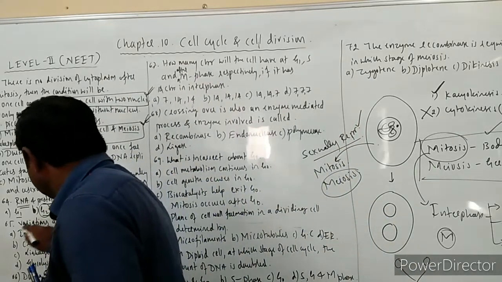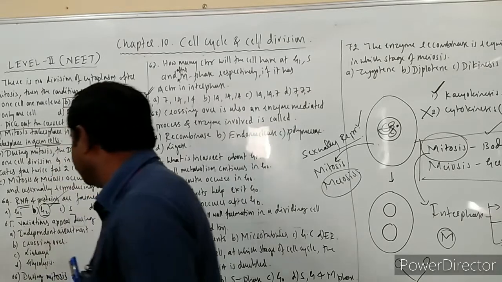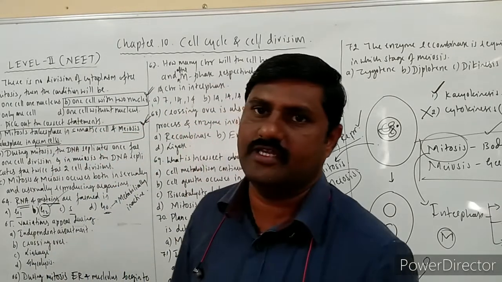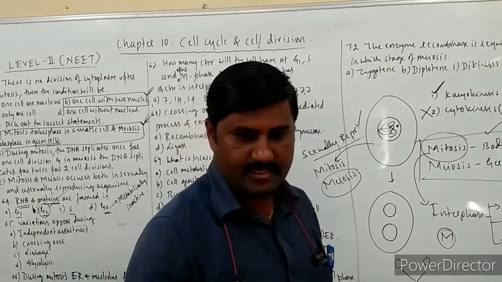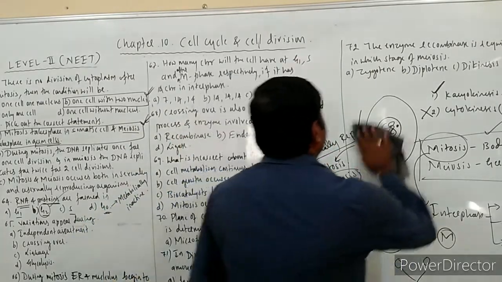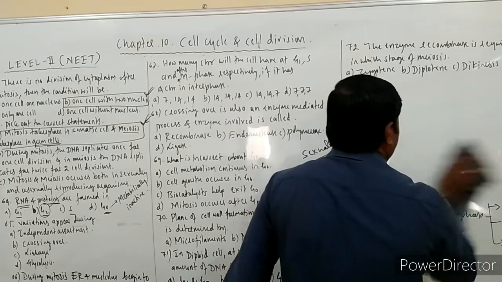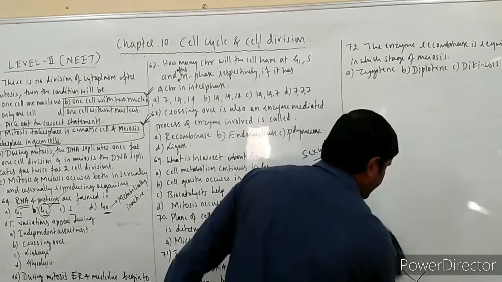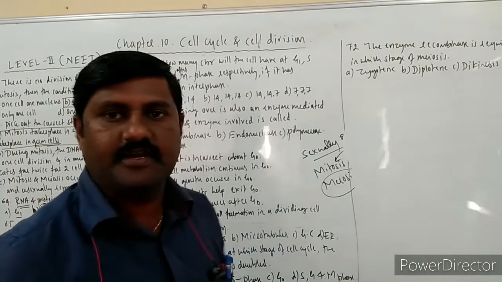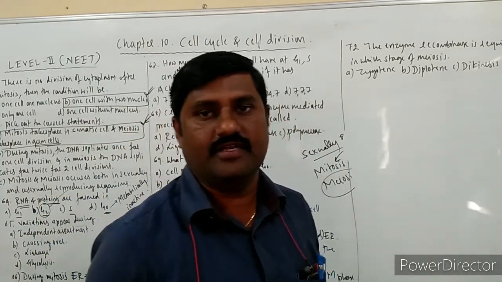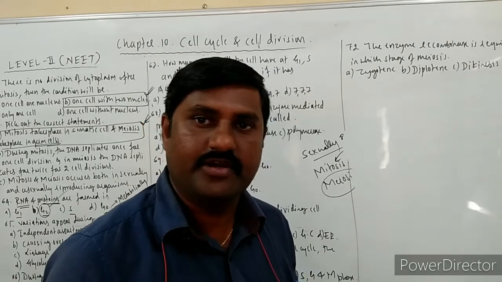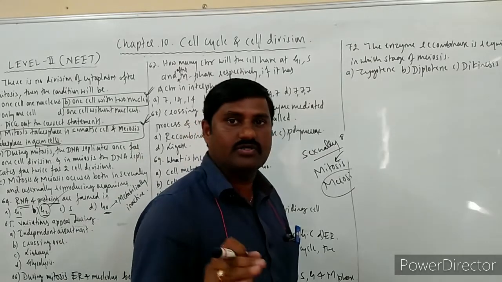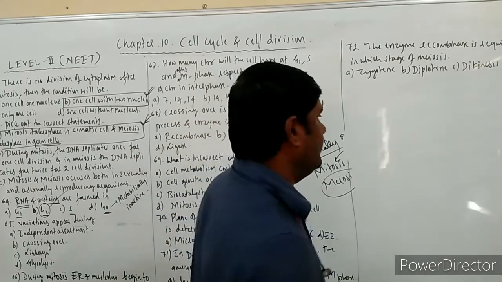And next question: variations appear during. At what time do the variations occur? I have already mentioned this in theory. Variations are nothing but the differences among the individual organisms of the same species. The differences in the characteristic features, morphological characters among the individuals of the same species are called variations. So those variations are occurring during.